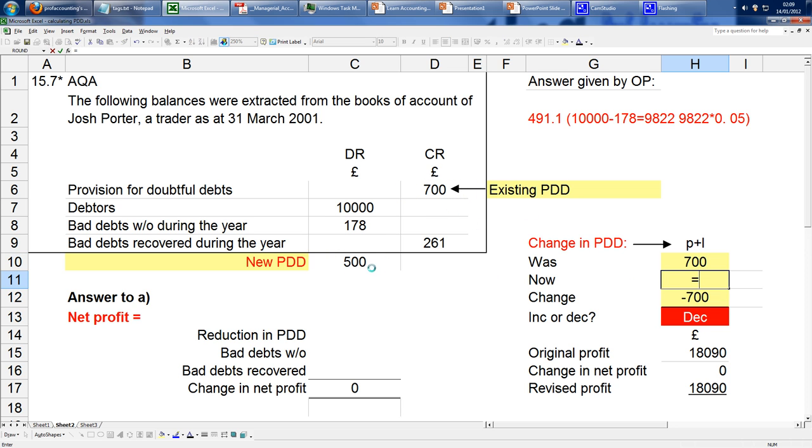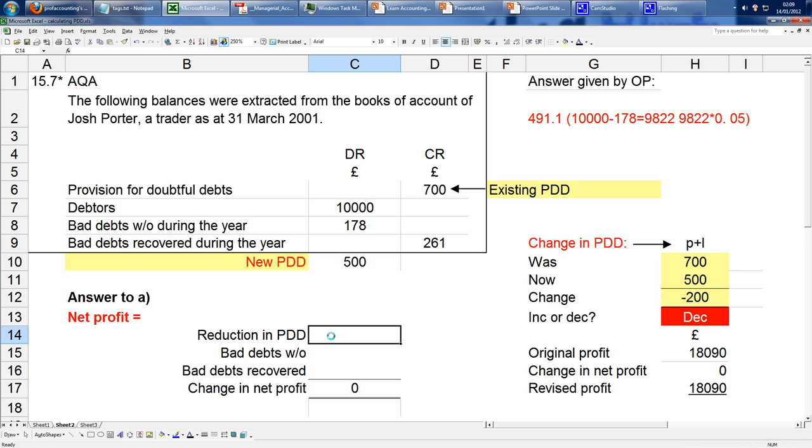Now I know it's a minus, but I've just worked out the maths change. Either way you do it, just look at the number, it's £200 difference, then decide whether it's an increase or a decrease. If it was 700 and it's now 500, it's gone down, so it's a decrease of £200. In the answer at the back of the book, it's a reduction in PDD, which is £200.